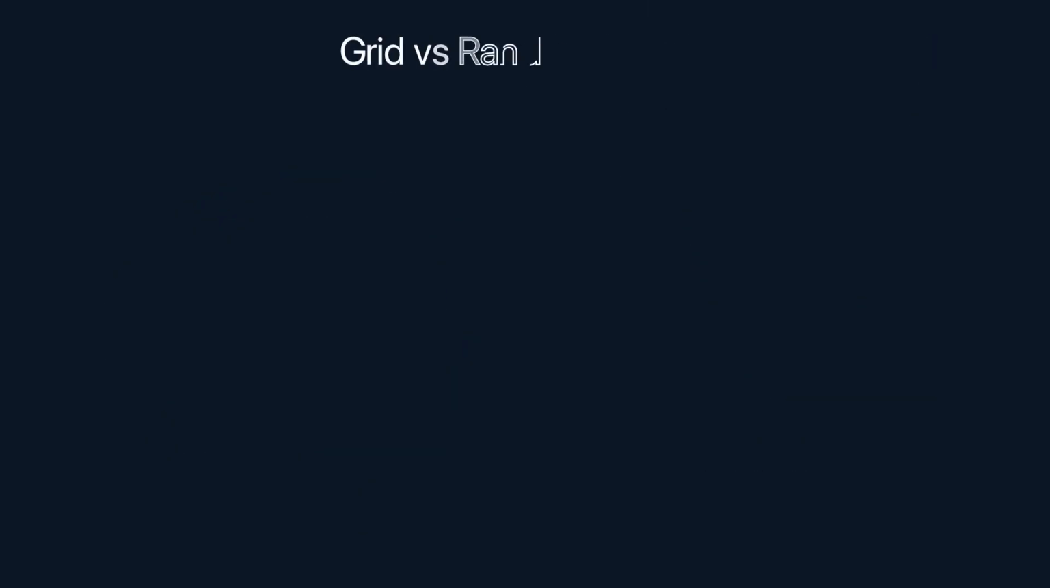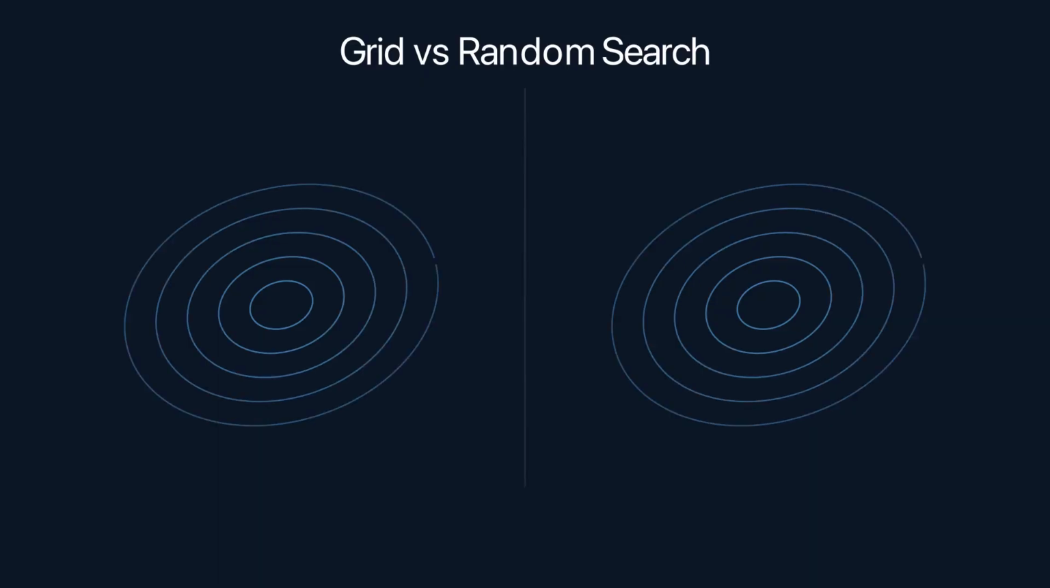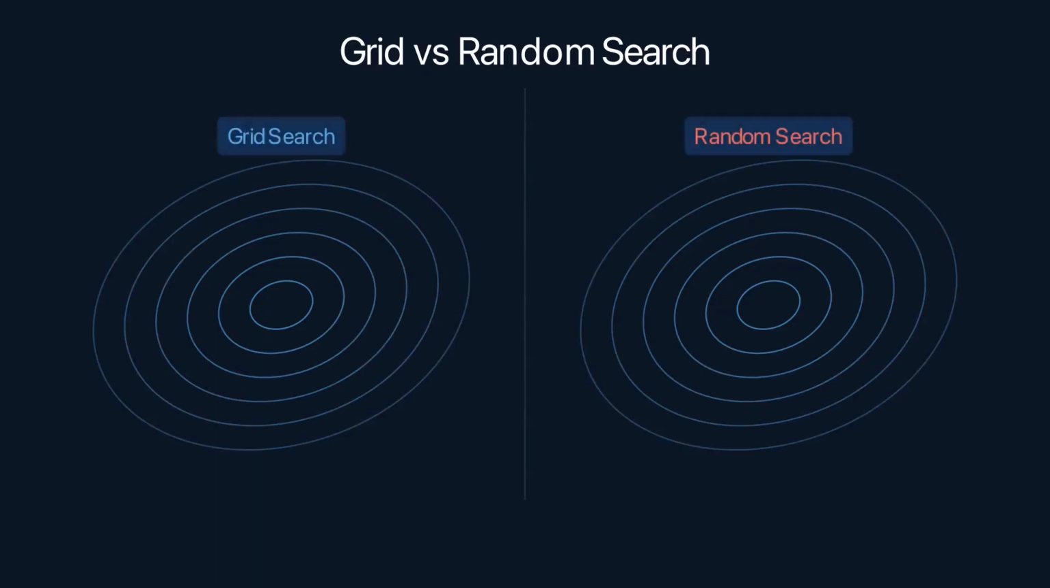You don't know where to start. Grid search checks every trail intersection on a systematic grid. Thorough, but brutal. In 10 dimensions, a grid of 10 points per dimension means 10 billion intersections.